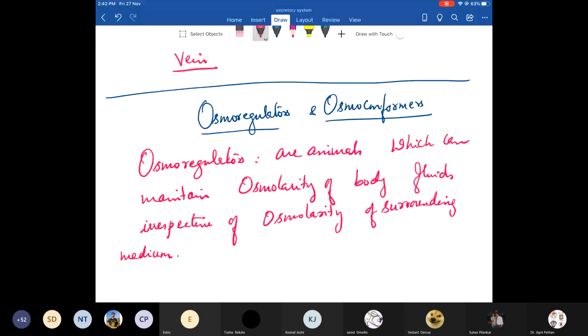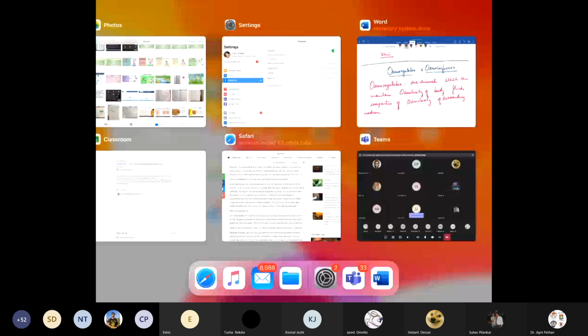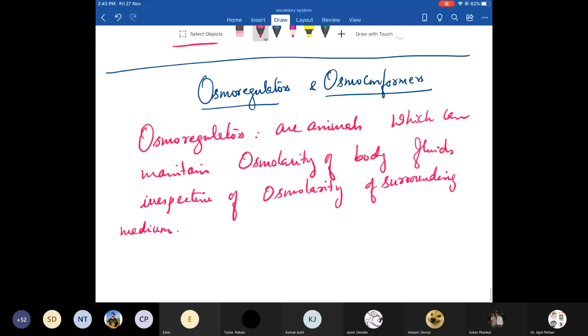Here, the animals which maintain the osmolarity of the body, irrespective of any osmolarity that is present in the surrounding medium, are called osmoregulators. Is it clear? Then, important are the examples.